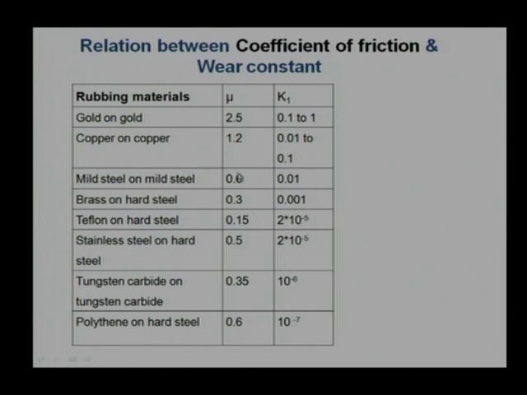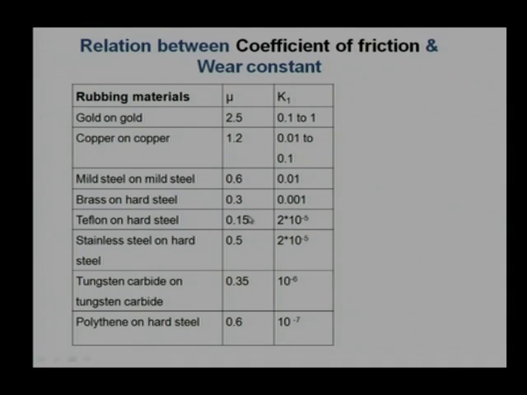So, this more or less says that if you reduce the friction coefficient by 1/2, the wear rate comes down by 1/10. That's the advantage. We say that if we are able to control the coefficient of friction, we are able to control the wear constant also. So, here from 0.3 to 0.15, the wear rate is reduced significantly, to about 2 into 10 raised to minus 5.